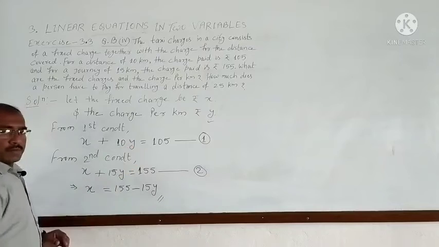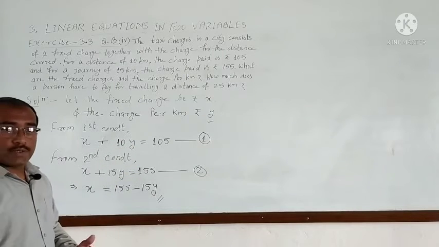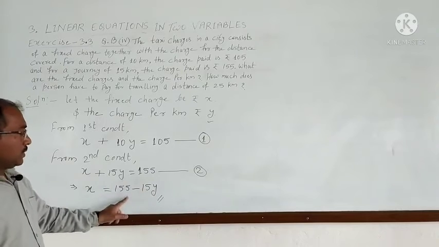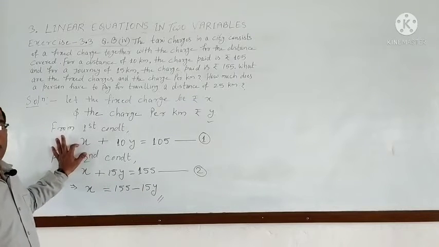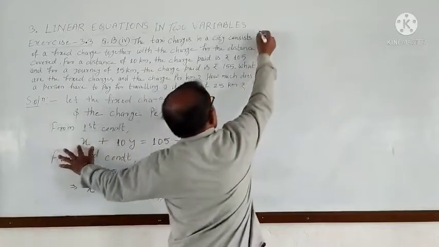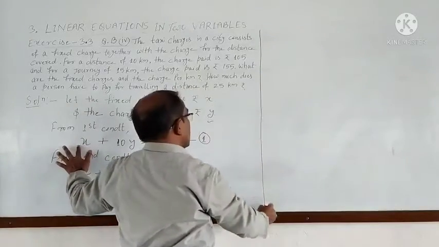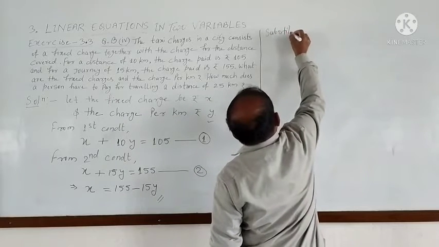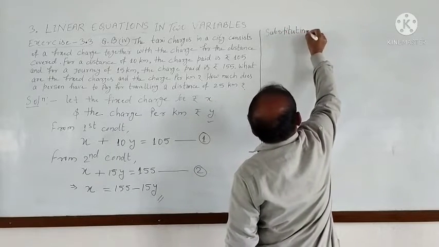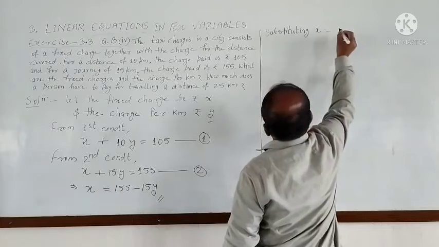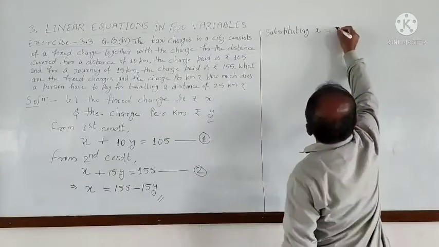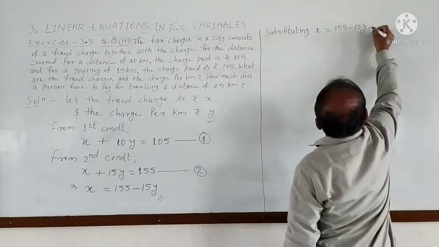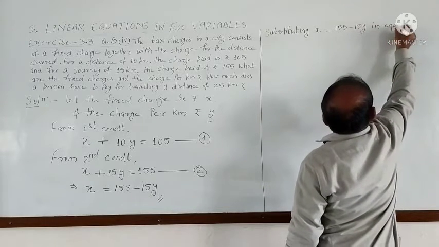So this is the substitute. Now where do we use this substitute? In the other equation. From equation 2 we got the substitute, so we will substitute it in equation 1. We will write that statement. What we are going to do is substitute x equal to 155 minus 15y. Where are we going to substitute? In equation 1.